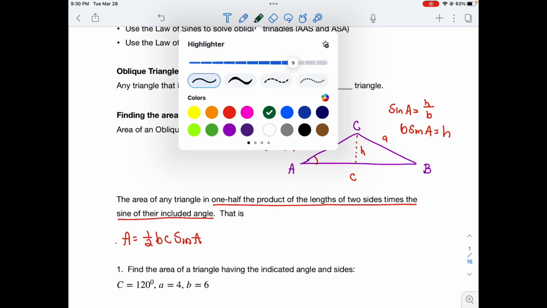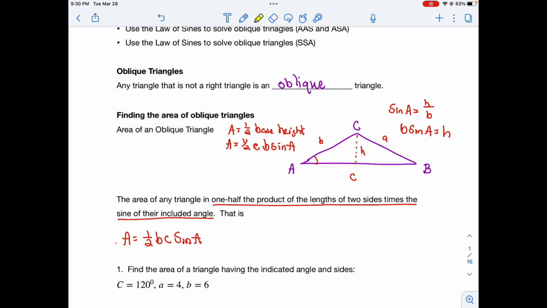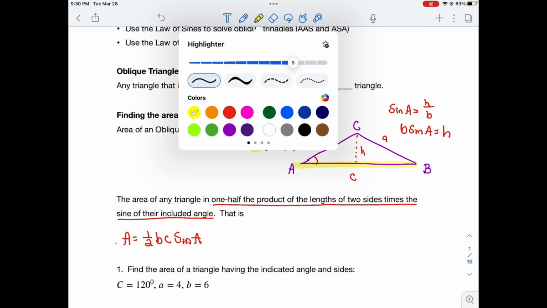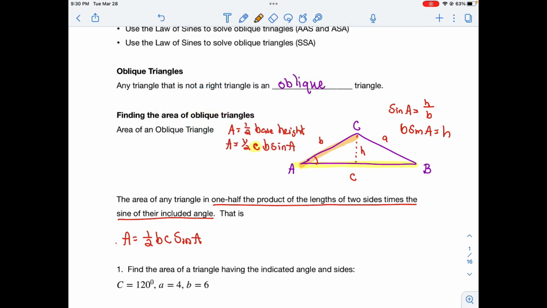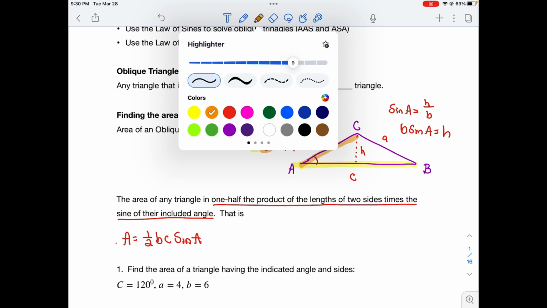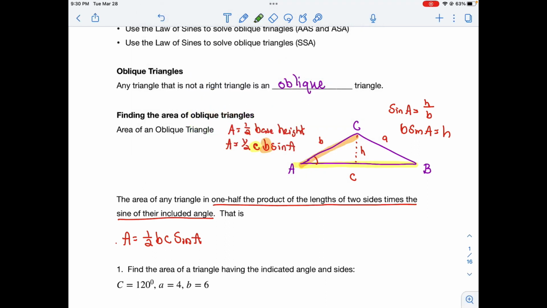So notice the key with this is the two sides I have to use, this side C and this side B here, form the angle that I'm finding the sine of. So sine of angle A. They form the legs of that angle we look at. It has to be in this form in order to use this formula for finding area of an oblique triangle. So it doesn't matter which angle you use.